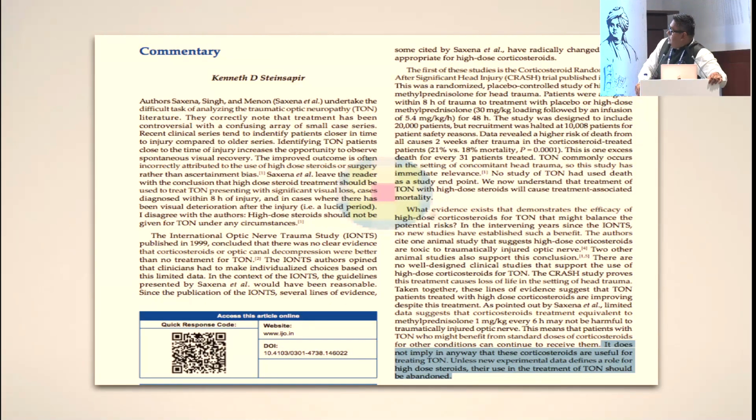He says, the study and all the data that they have, so he's the one who wrote the IONTS, the International Optic Nerve Study, said that it does not imply in any way that corticosteroids are useful for treating traumatic optic neuropathy unless there is new experimental data that defines a role for high-dose steroids. Their use in the treatment of traumatic optic neuropathy should be abandoned. I don't think there's any more conclusive evidence. There is unfortunately no class 1 evidence to show traumatic neuropathy improves with steroids.